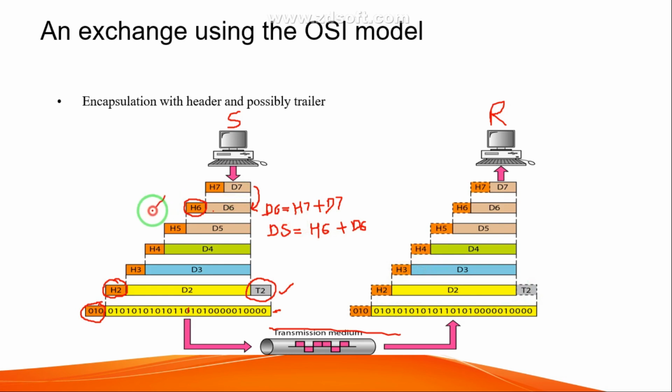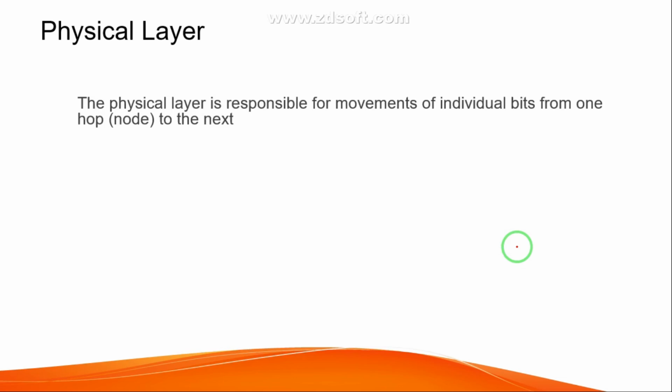At the sender, encapsulation has been done. But at the receiver, decapsulation is being done so that you can receive your original data D7, what was transmitted by the sender. So the process of adding headers is encapsulation, and the process of removing those headers and trailers is nothing but decapsulation. So I hope you understood how the data has been transmitted using this OSI model. Now guys, let's start with the first layer, that is the physical layer.